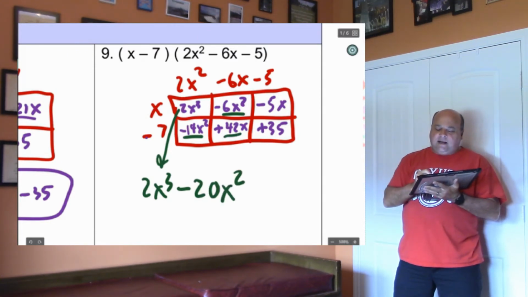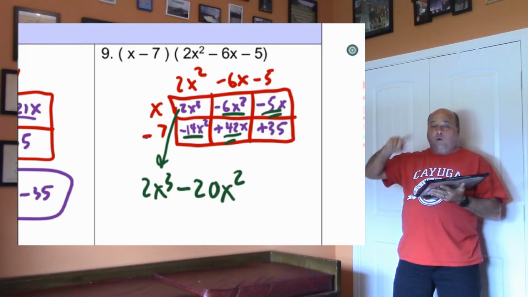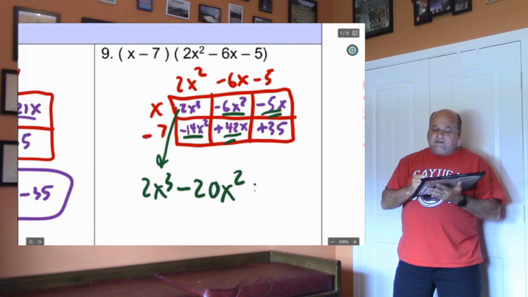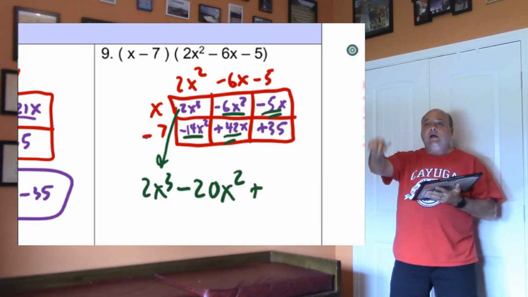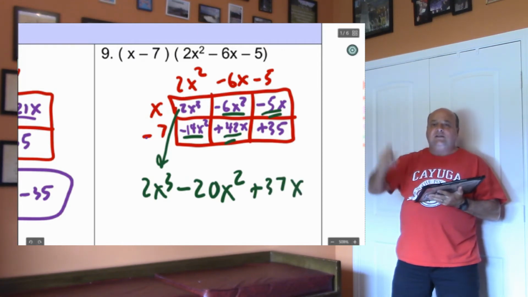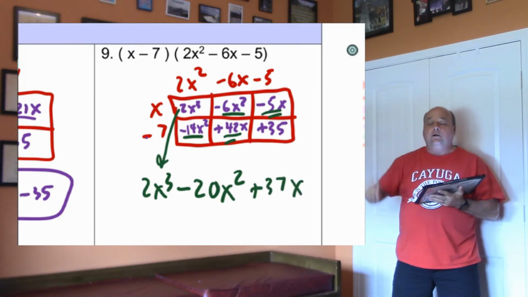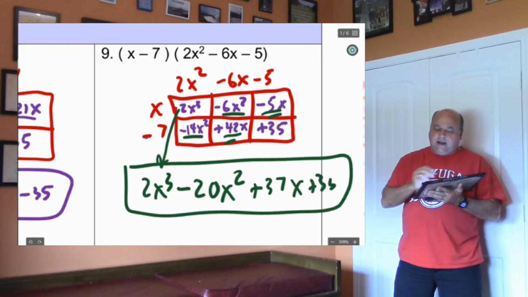Then go to the next set. I need to group the 5x and the 42x. So I have more 42s than I do 5s, so the sign's plus. The 42 and 5 do not have the same sign, so 5 away from 42 is 37. My letter's x. Sign, number, letter. Y'all getting the hang of it. And then lastly, plus 35. This right here would be my answer.